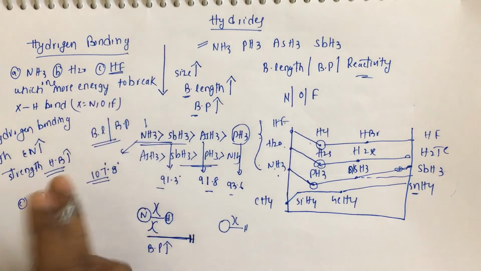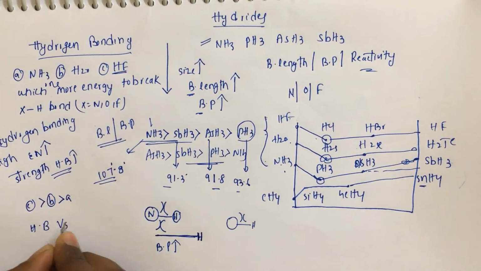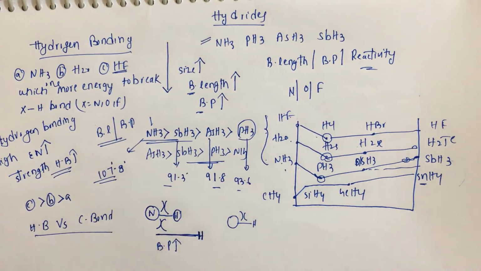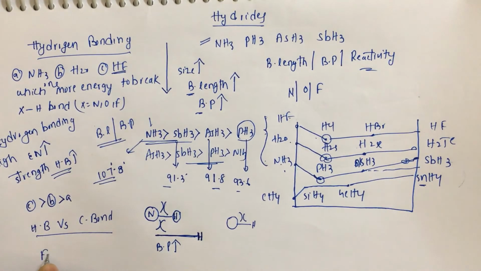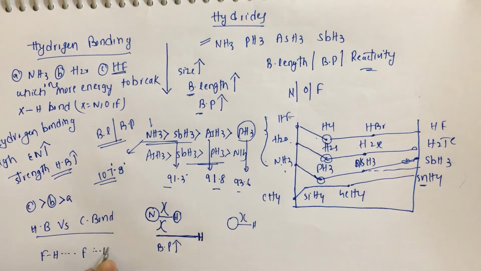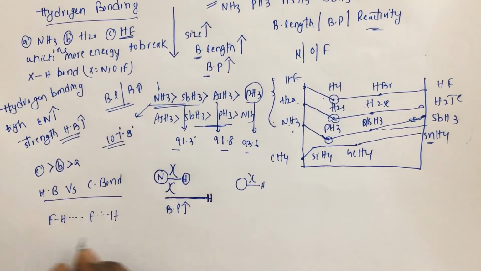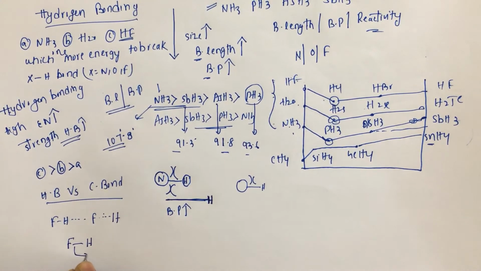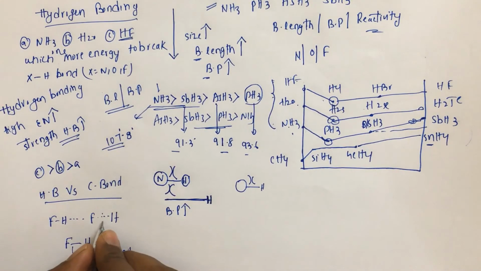And if you're talking about hydrogen bonding versus covalent bond, then the criteria will be different. So when we are talking about this one, FH, this is the hydrogen bonding of HF, and we also have an FH. So this is the covalent bond here, and this is the hydrogen bonding.